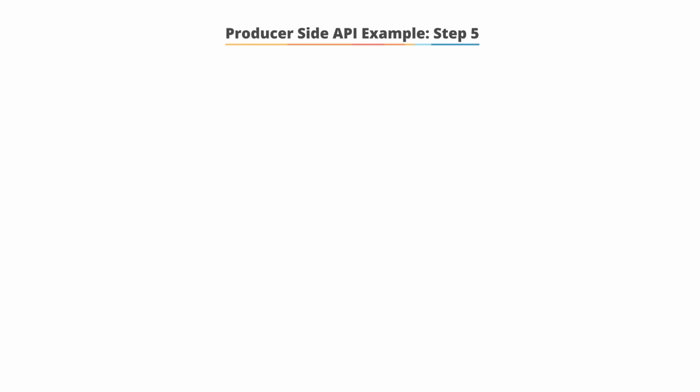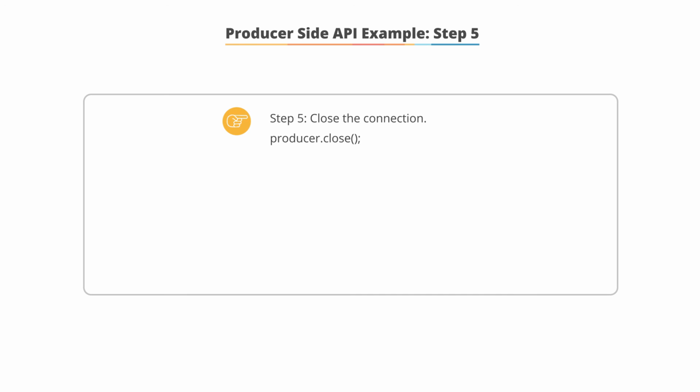Once we've sent the key value pairs, we now simply close the connection that we created in the first step by calling the method close in producer.close.